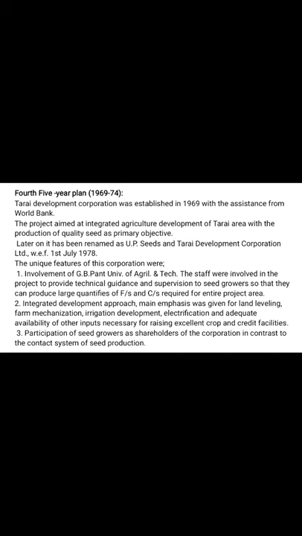In this period, the Tarai Development Corporation was established in 1969 with assistance from the World Bank. The project aimed at integrated agriculture development of the Tarai area, with the production of quality seed as a primary objective. Later on, it was renamed as the UP Seeds and Tarai Development Corporation Limited on first July 1978.